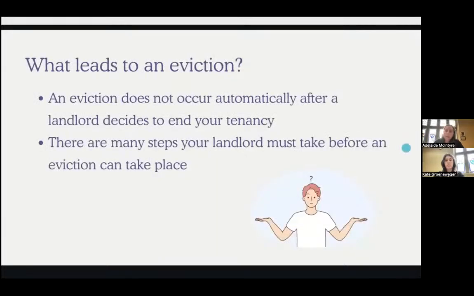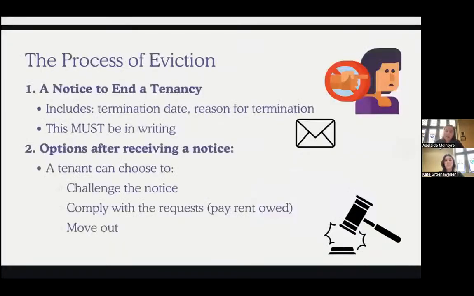So, what leads to an eviction? It is important to note that evictions do not happen right away. And if a landlord wants to end a lease and evict a tenant, there are multiple steps that need to be taken before a formal eviction can take place. So here's the process of an eviction.